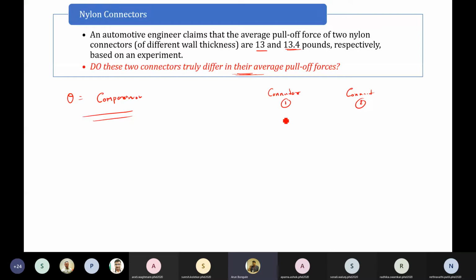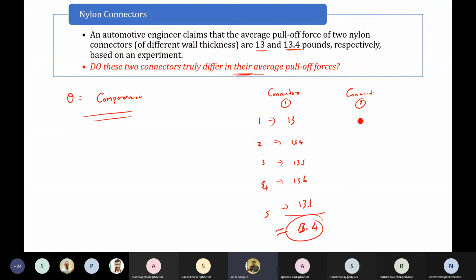So I'll take some 10 samples of each, some 5 samples, let us say, right? And I'll check the pull-up force for each of them. Connector 1, the first one may be 13, then 13.4, 13.5, 13.6, 13.1, some pull-up force I get, and the average is some 13.4 something. It is not mathematically calculated.